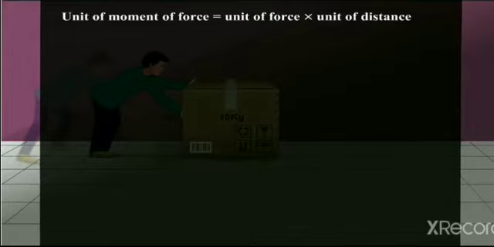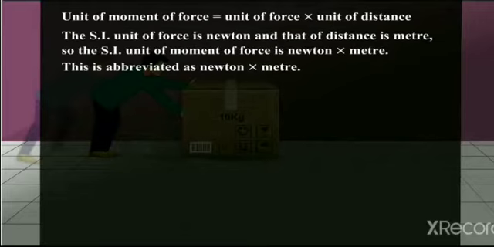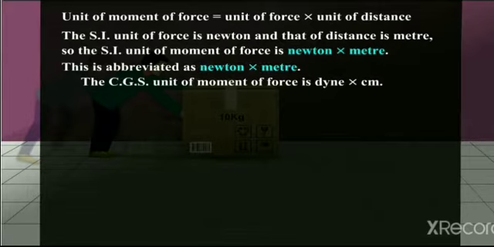Unit of moment of force is equal to unit of force into unit of distance. The SI unit of force is Newton, and that of distance is meter. So the SI unit of moment of force is Newton into meter. This is abbreviated as Newton meter, Nm. The CGS unit of moment of force is dyne into centimeter.